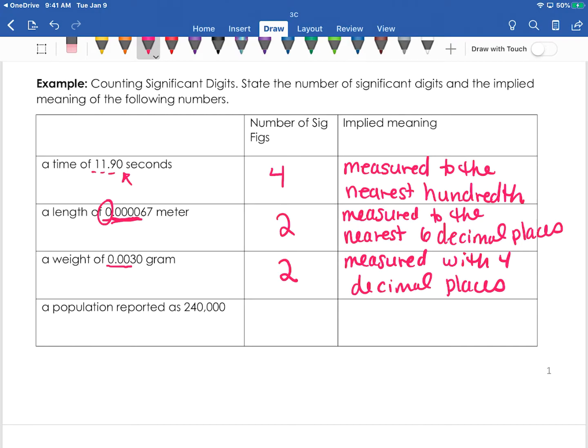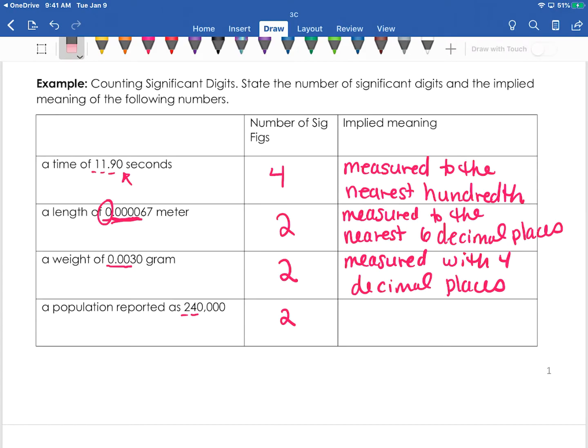Okay, the last example says a population reported as 240,000 people. Now, these digits, the 2 and the 4, are definitely significant. These zeros are not significant because they do not fall between 2 significant numbers. And they're not trailing zeros because they're not to the right of a decimal place. So the only significant digits we have here are the 2 and the 4. And this tells us that it was rounded to the nearest 10,000th place.